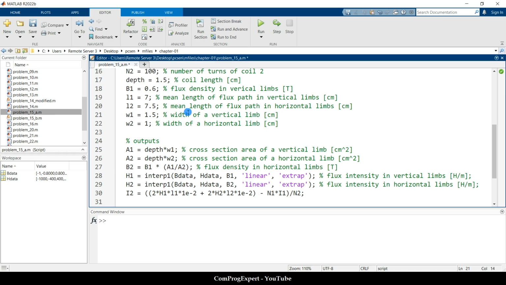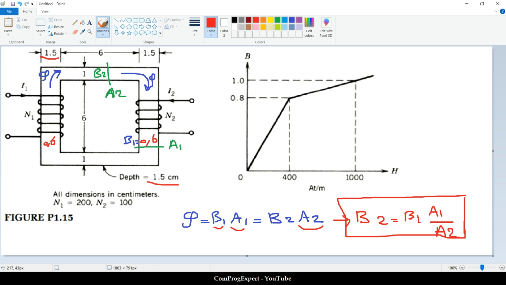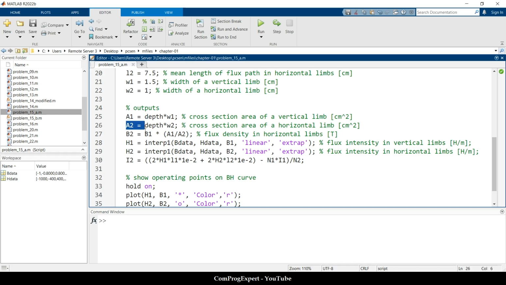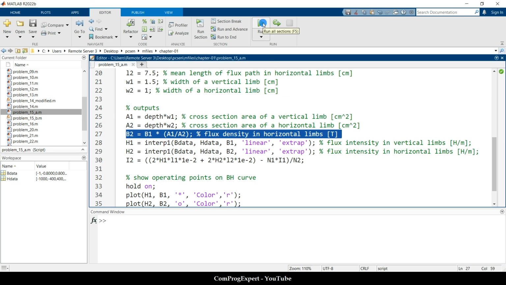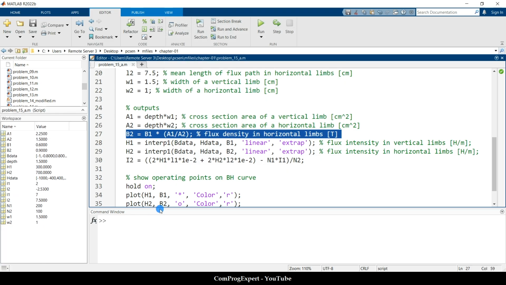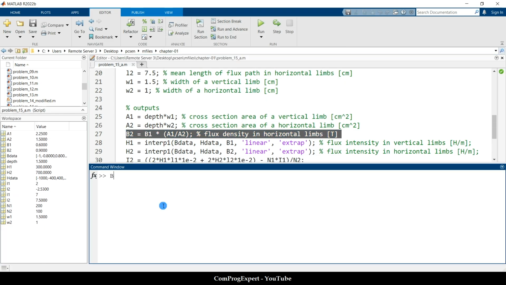W1 is the width of a vertical limb, this one. This is W1, and this is W2. So we can calculate A1, A2, and finally we can calculate B2, the flux density in horizontal limbs. If I run the code here, you can see the value of B2 is equal to 0.9.